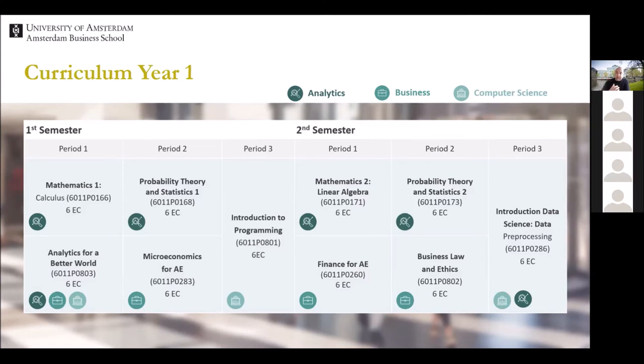But to give you a taste of the program, to show already in the beginning how it looks, we also have an integrative course in the beginning, which is Analytics for a Better World. There you get some business knowledge and information. You will have the chance to combine it with programming and analytics right in the beginning.